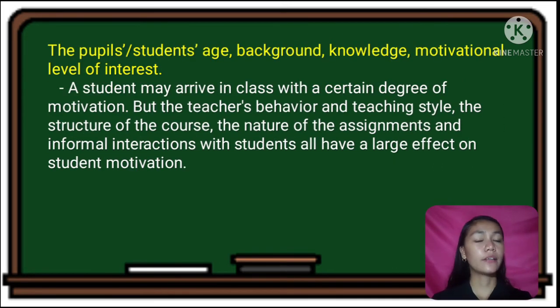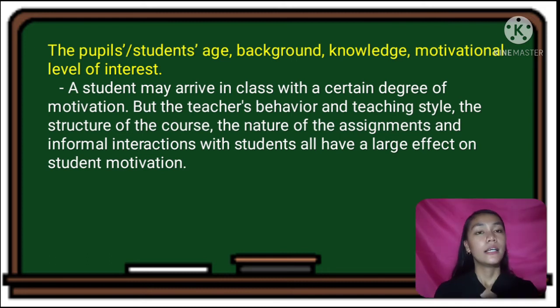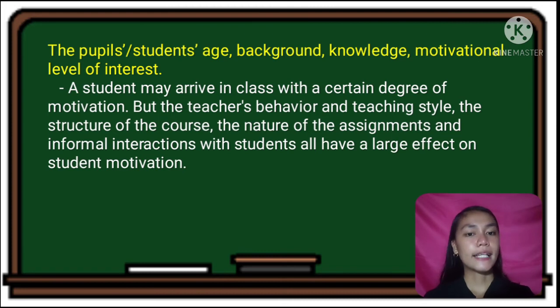The second component of instructional planning is the pupil's or student's age, background, knowledge, and motivational level of interest. Teachers have a lot to do with their students' motivational level. For instance, a student may arrive in class with a certain degree of motivation, but the teacher's behavior and teaching style, the structure of the course, the nature of the assignments, and informal interaction with students all have a large effect on student motivation.